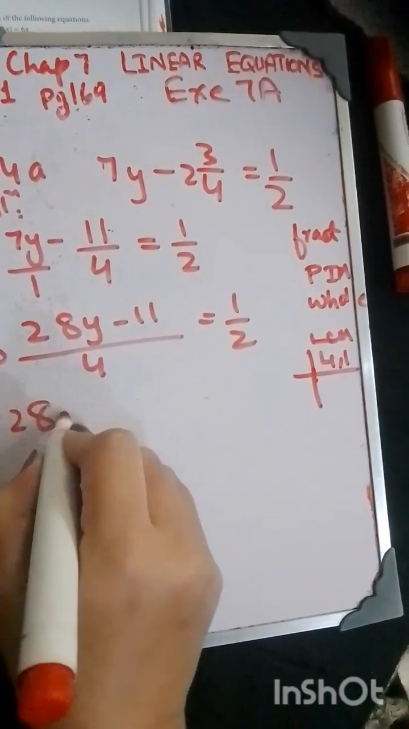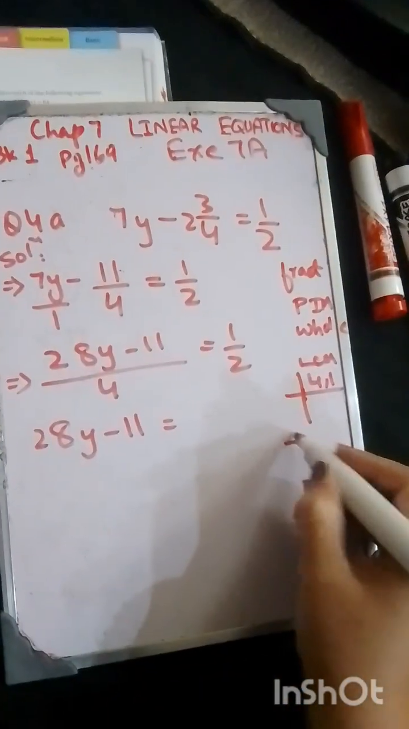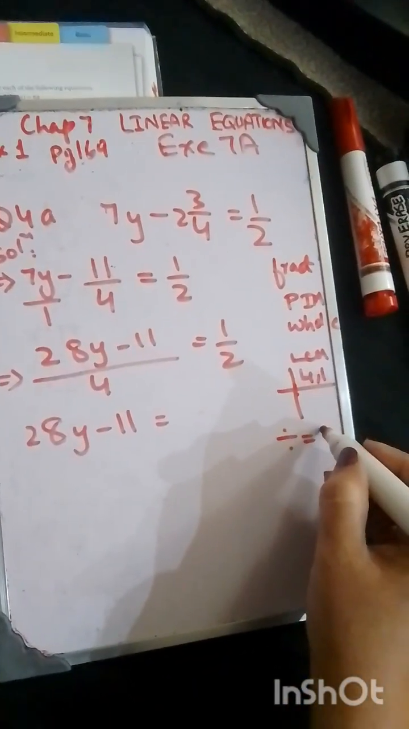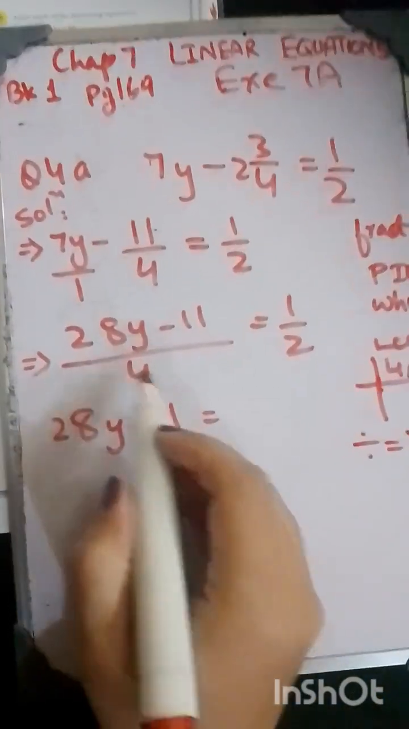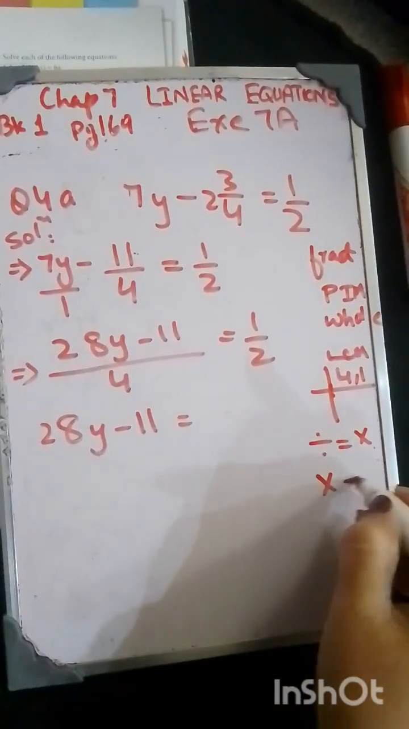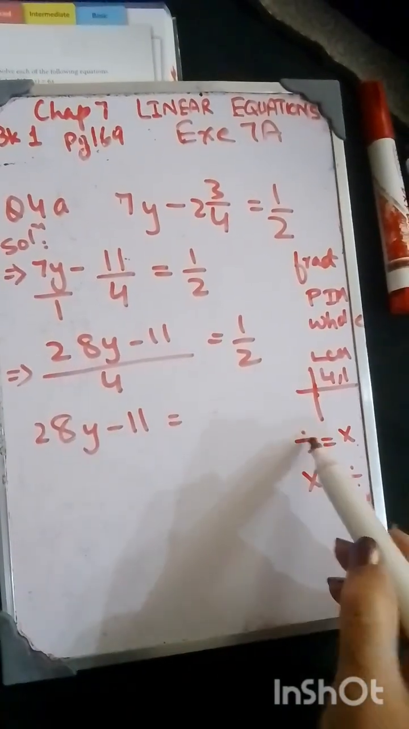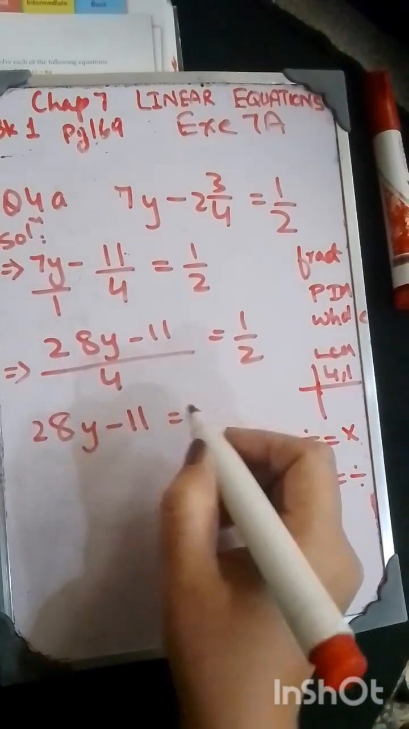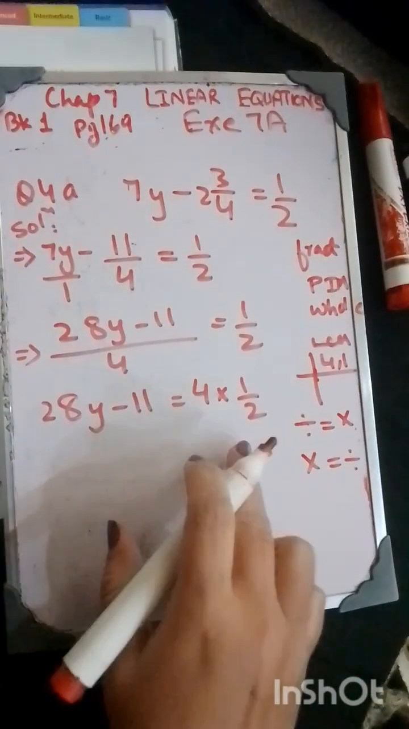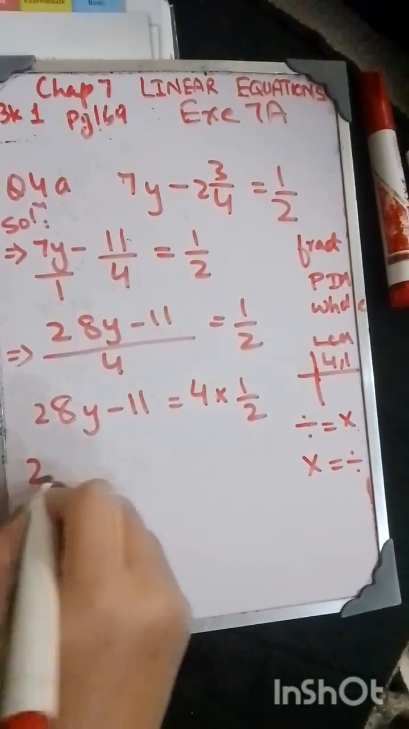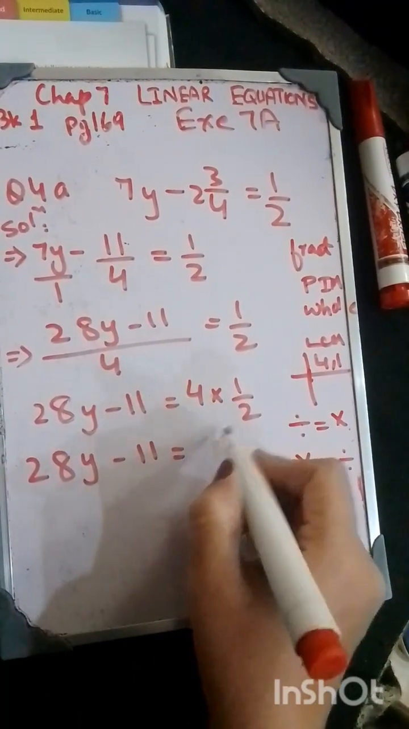So it will be 28y minus 11. So 4 is in the denominator, that is being divided. On the other side, it will be multiplied. Right? So I'm shifting the 4 to the right hand side to the knowns, so that it will become 4 by 2. So just explaining divide to multiply and multiply to divide. So it is simply times by half. So 28y minus 11, it will be 2.